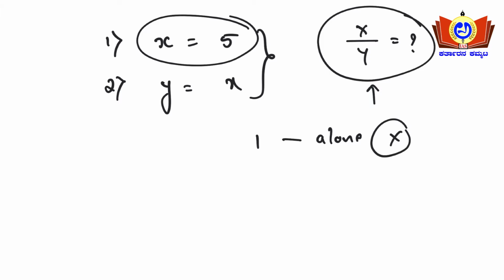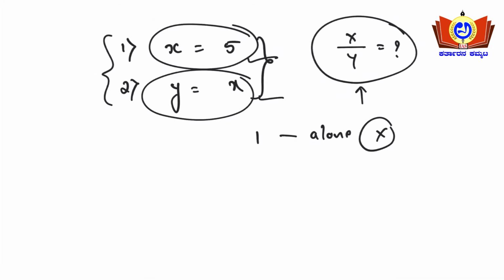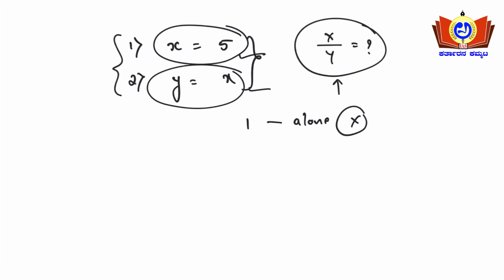Then you think of statements 1 and 2, whether both together are sufficient to answer the question. Statement 1 is x equals 5 and statement 2 is y equals x. At the first instance you will notice that both statements are needed to answer this question. If you get this kind of thought process, then you are falling into a trap, friends. Understand here, what is the trap?